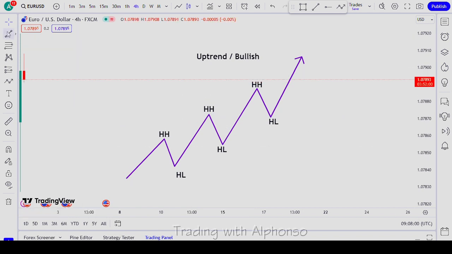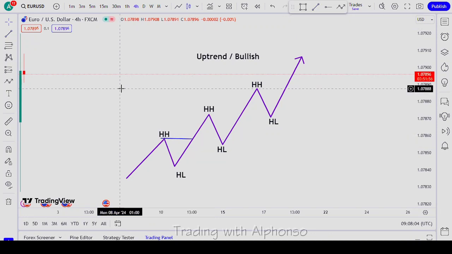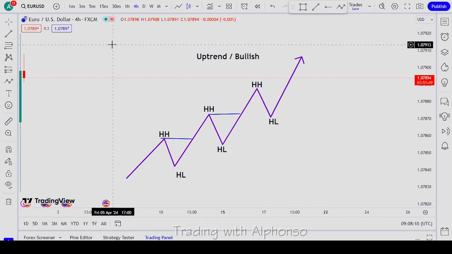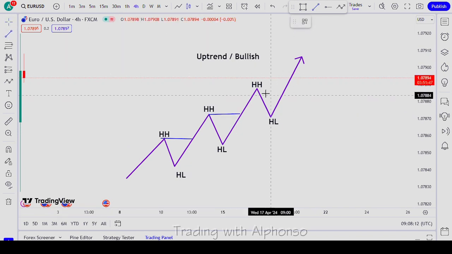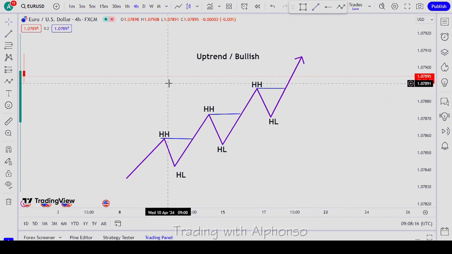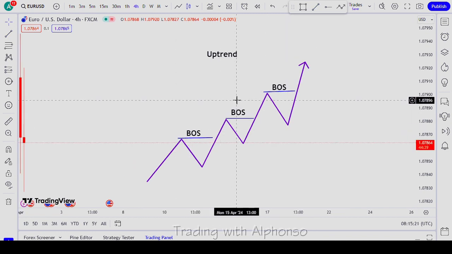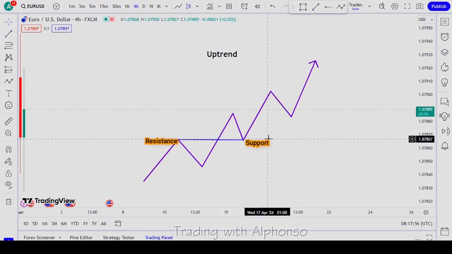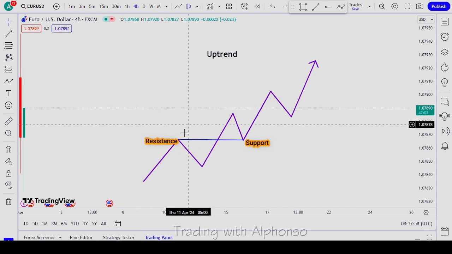We are breaking this structural high right here. We are breaking that structural high to the upside. We are again breaking this structural high to the upside. We are breaking the structural highs to the upside this way. So this is a typical uptrend market structure, BOS, break of structure to the upside. We are breaking these structural highs. When resistance is broken, it becomes a potential support in the future.